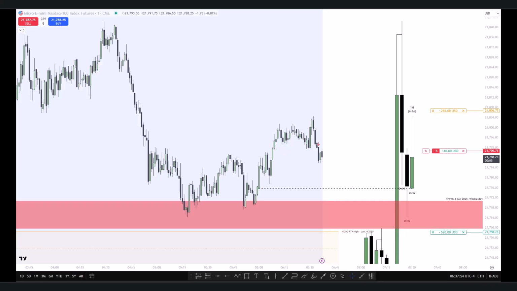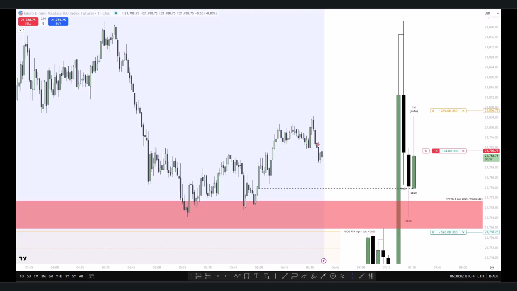Okay, and this is exactly the sort of thing that you want to be hunting, the thing that I showed you in the last video and in the videos about first presented fair value gaps so far. These high probability relative equal highs and lows form in and around the first presented fair value gaps. Okay, very important to understand that.